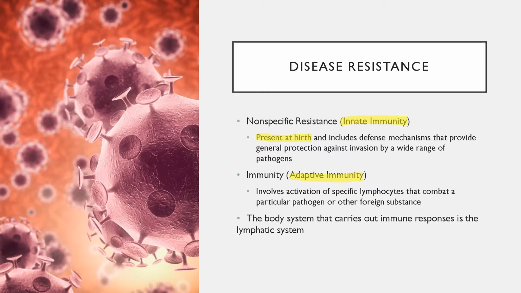Adaptive immunity, on the other hand, is the type of immunity that we're actually talking about when we typically think of the immune system. This type of immunity involves an adaptation of lymphocytes, which remember are a type of white blood cell, to combat very particular pathogens. So this is much more of a specific immunity. Now, these different types of immunity are carried out by the lymphatic system.